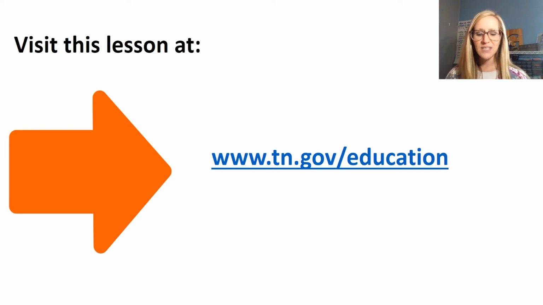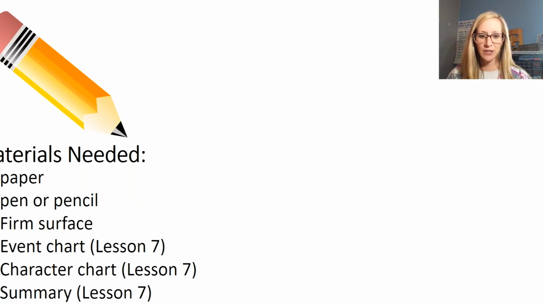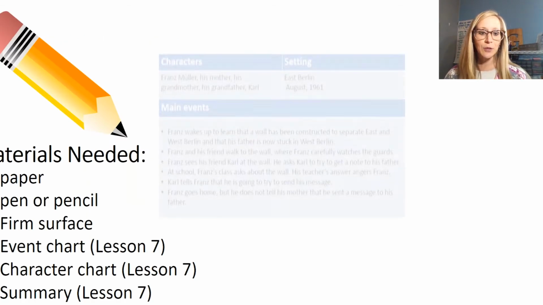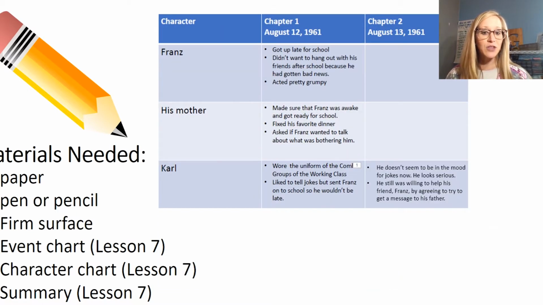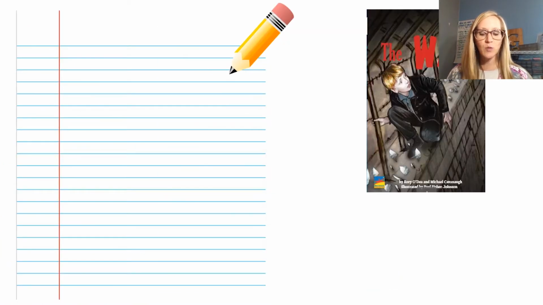Today, we will be learning more about the historical fiction text titled The Wall, about the Berlin Wall. To get started and fully participate in our lesson today, you will need your paper, pen or pencil, a firm surface to write on, and your event charts from Lesson 7, both the event and character chart, as well as a piece of paper. So let's begin.